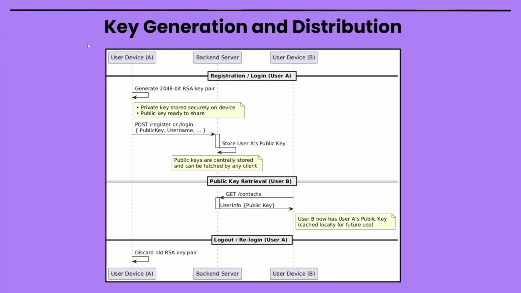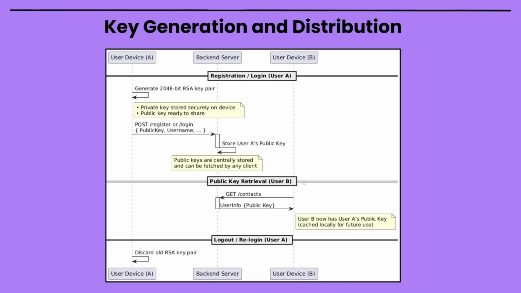So here is a simple walkthrough of how the RSA key gets generated. When user A first registers or logs in, their device generates an RSA key pair for them. The private key is stored on their device, but the public key is ready to share, and when they click register, along with their username, password, first name, last name, and everything like that, the public key gets sent to the backend server. The backend stores that public key in the database, and it can now be fetched by any other user.